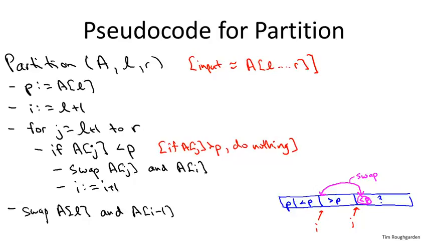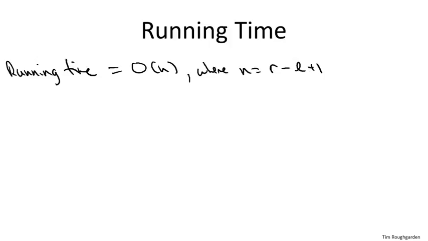Let me just add a few details about why this pseudocode I just gave you does indeed have the properties required. The running time is O of n, really theta of n, but again I'll be sloppy and write big O of n, where n is the number of array elements that we have to look at. So n is r minus l plus 1, which is the length of the subarray that this partition subroutine is invoked upon.